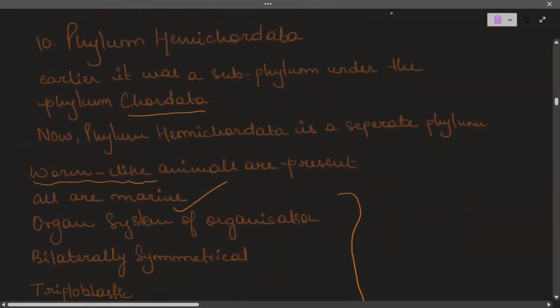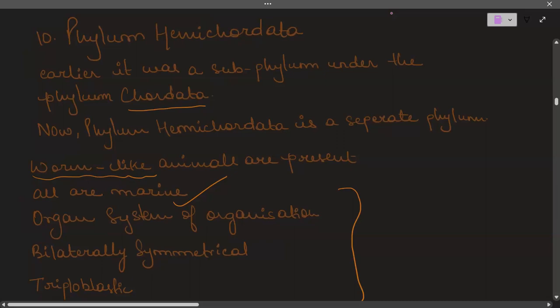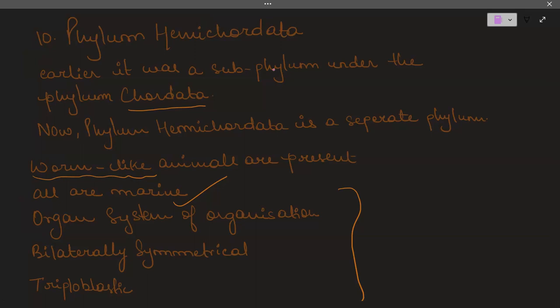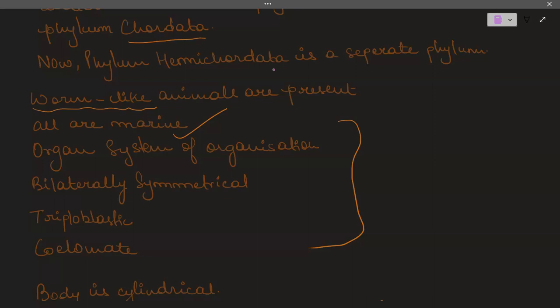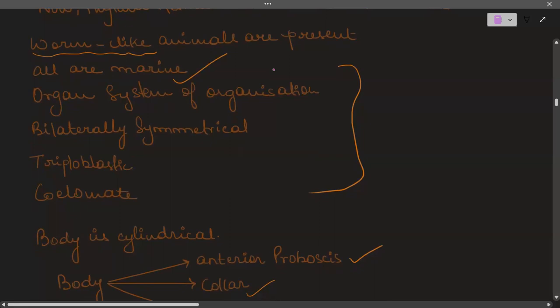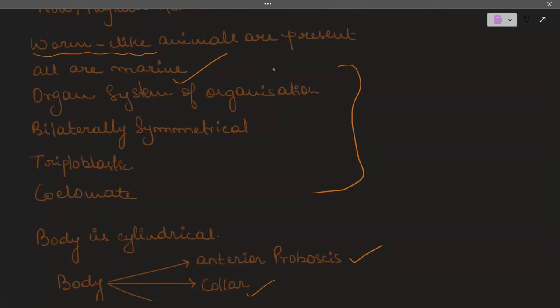Moving forward, we have the phylum Hemichordata. Earlier it was a subphylum under the phylum Chordata, but now it has been put as a separate phylum. In this phylum, worm-like animals are present and all of them are marine. They have organ system level of organization. Now see, organ system level, bilateral symmetry, triploblastic coelomate, this we have discussed in the initial part, right? Now, with that, you can make out all of the phyla, isn't it? Isn't it clear, girls?